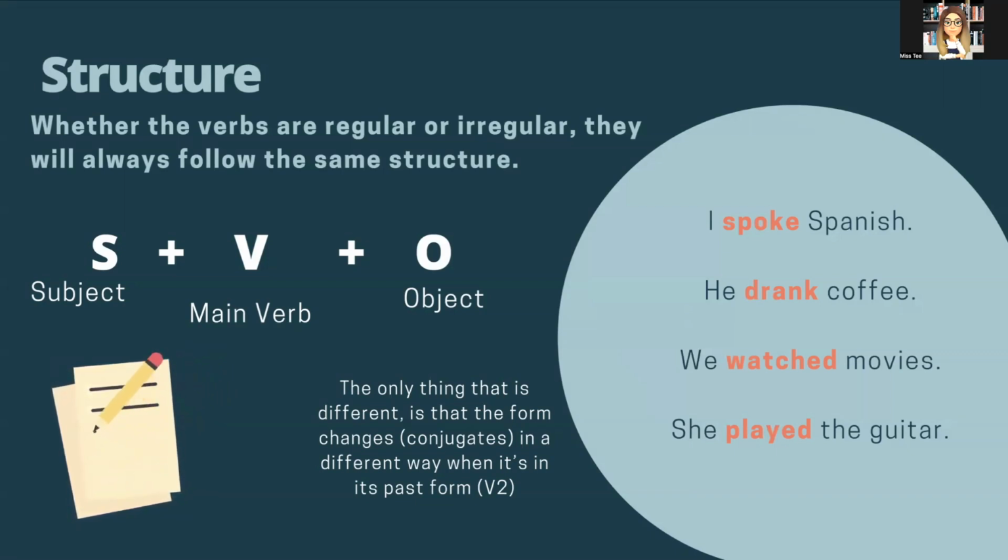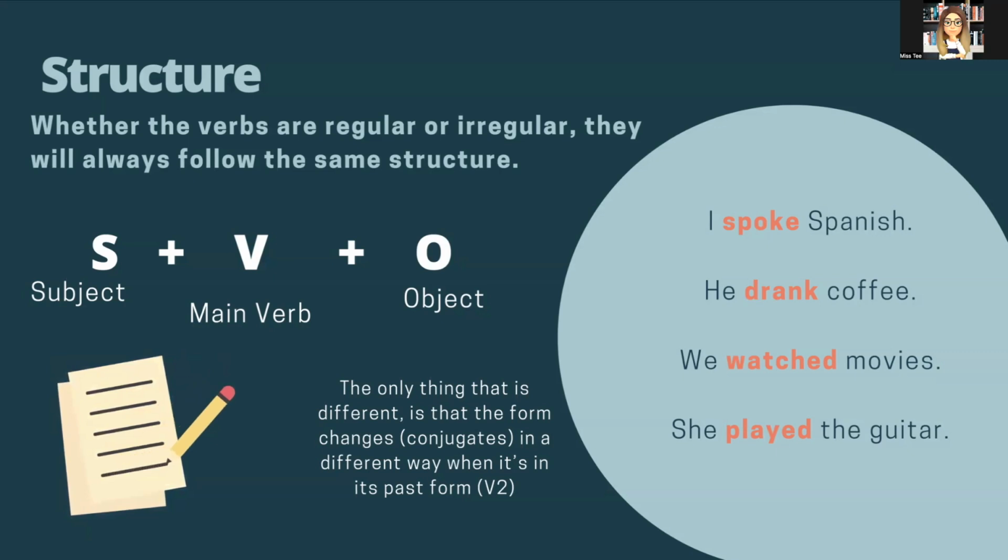The only thing that's different is that the form changes or conjugates in a different way when it's in the past form V2. So that's the only difference between regular and irregular. So you don't have to worry about the structure very much. The structure is still going to stay the same no matter if the verbs are regular or irregular. So luckily we have that.